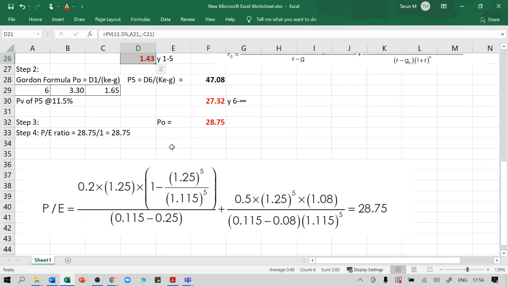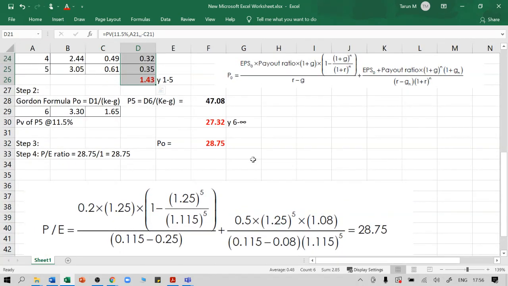Now I request you to do one thing: solve this part and check, is it equal to 1.43? I will also do it with you. You type 1.25 divided by 1.115, into 4 times, equal to, into 0.2 into 1.25. This will give you 0.19270 in the numerator. Divide by 0.135. This gives you 1.43. Yes, it is. Try to solve this. I'm waiting for you for the next 2 minutes.